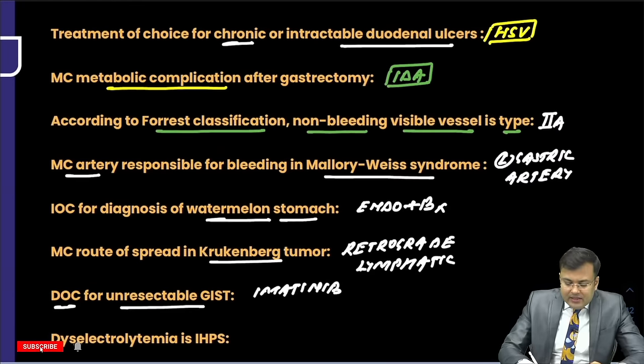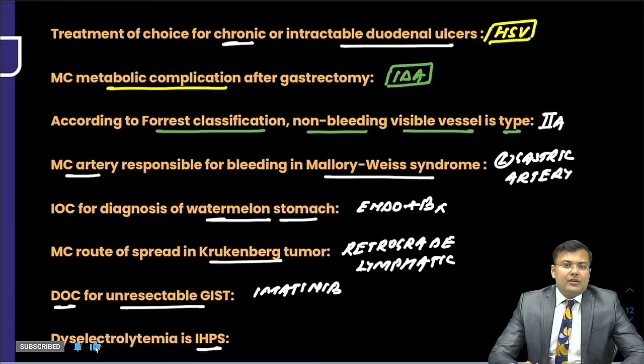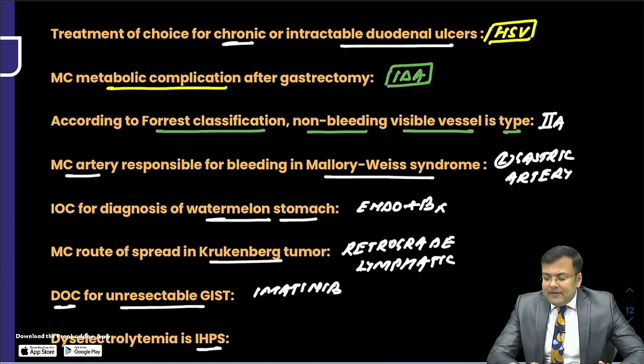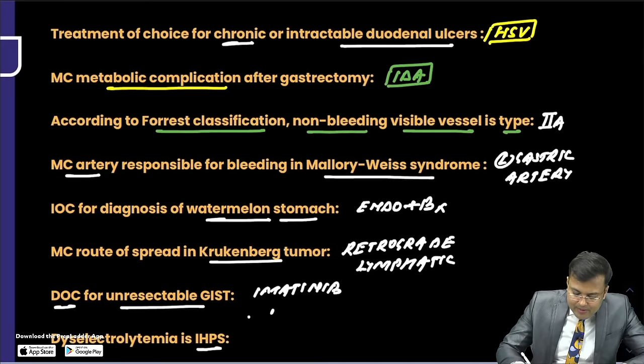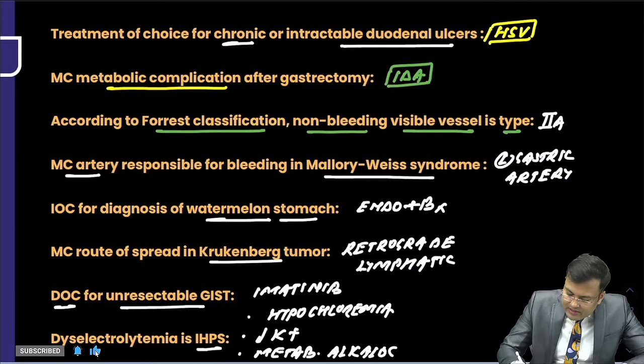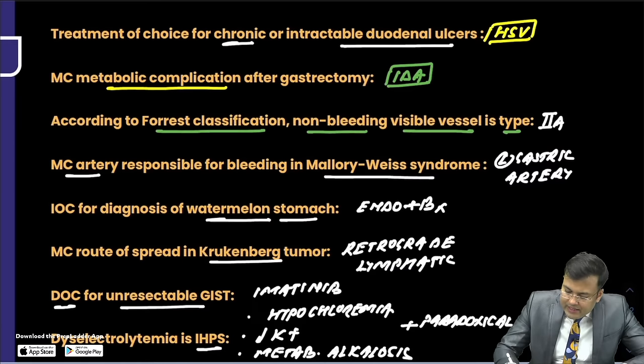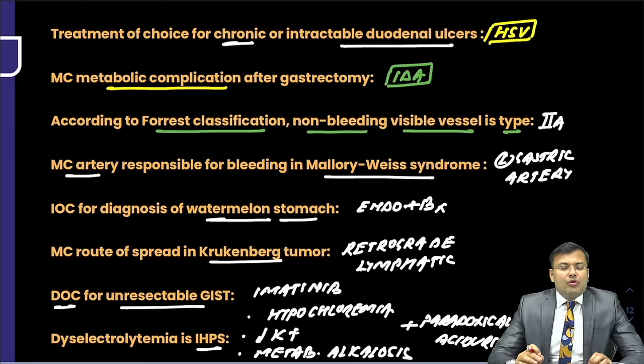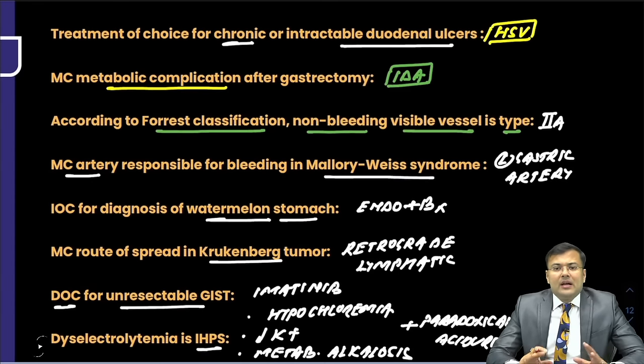Next, what is the characteristic dyselectrolytemia in infantile hypertrophic pyloric stenosis? So what happens there is hypokalemia, metabolic alkalosis, and in severe cases, there is paradoxical aciduria. Majority of you are correct. This question is asked almost every year. Hypochloremia, hypokalemia, metabolic alkalosis plus paradoxical aciduria.